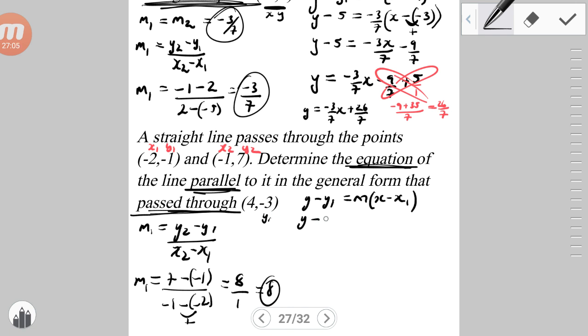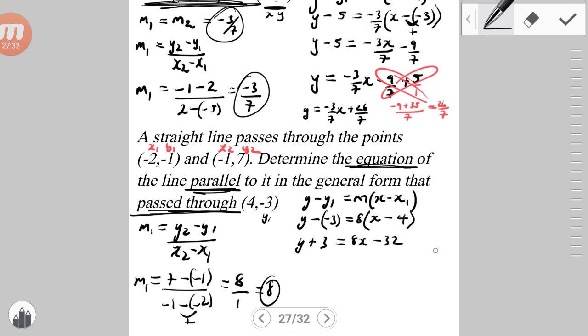So that's y take away -3. And that's going to be equal to m, which we had calculated to be 8, times x minus x1, which works out here to be 4. All right, so negative times negative is a positive, so we end up with y plus 3. You've got to be careful of your signs, guys. Your signs are important. Okay, 8 times x is 8x, and 8 times -4 is -32.